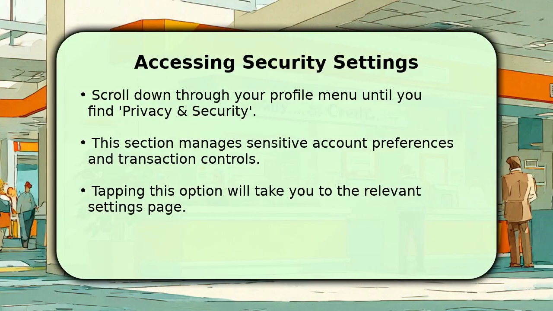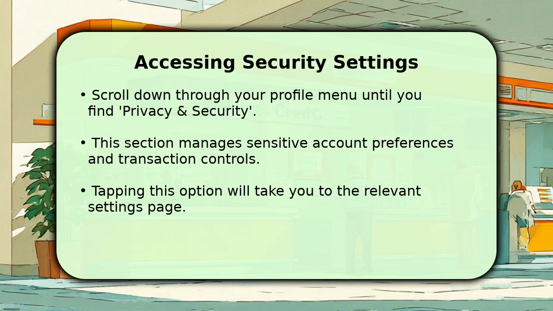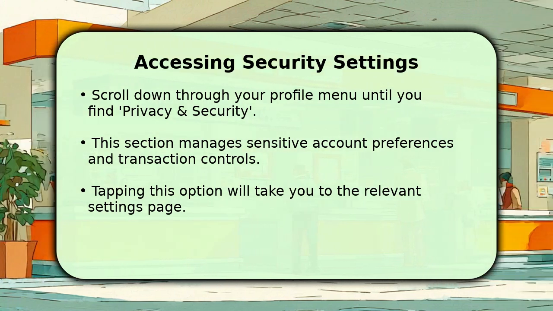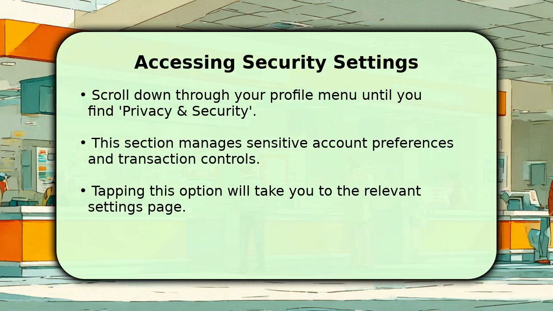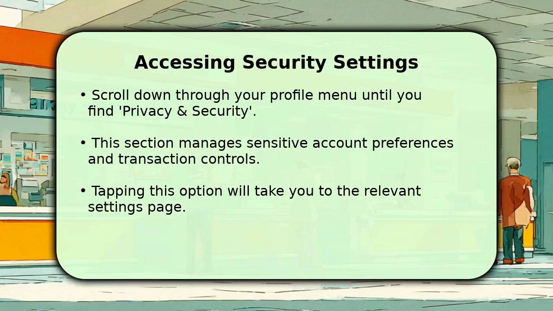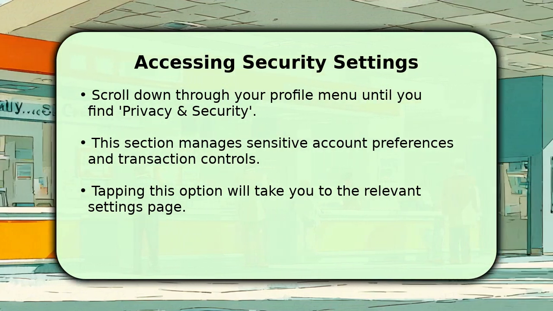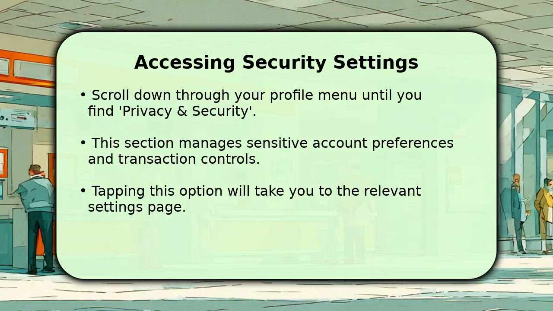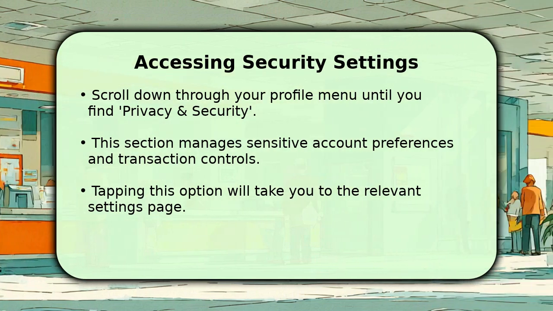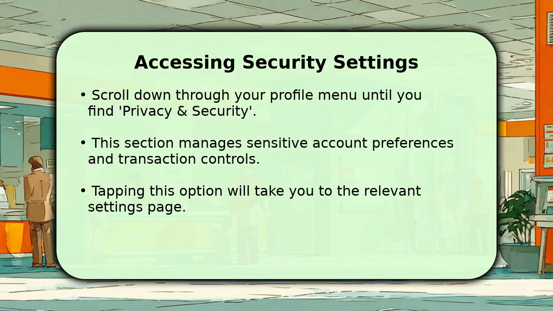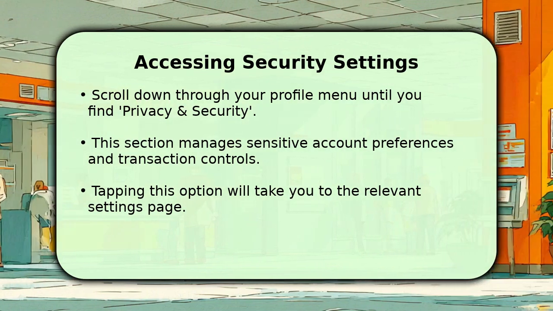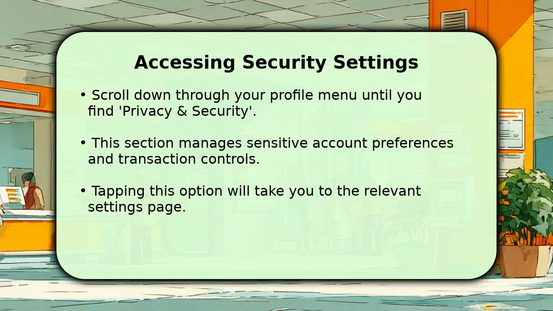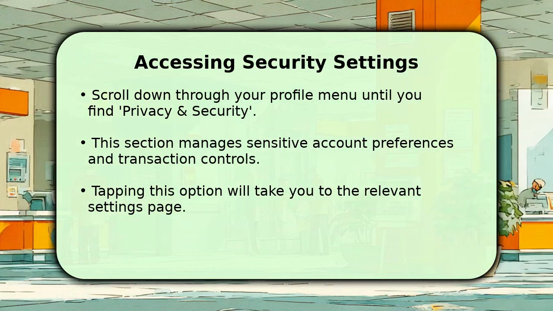Within your profile menu, scroll downwards until you see the Privacy and Security option. This specific section is designed to manage various settings related to your account's safety and how transactions are processed. Carefully tap on Privacy and Security to proceed to the next set of options, which is crucial for customizing your payment preferences and finding the Auto Accept feature.